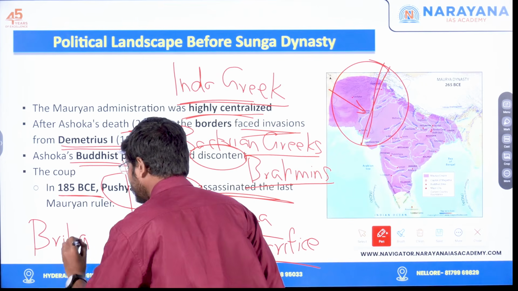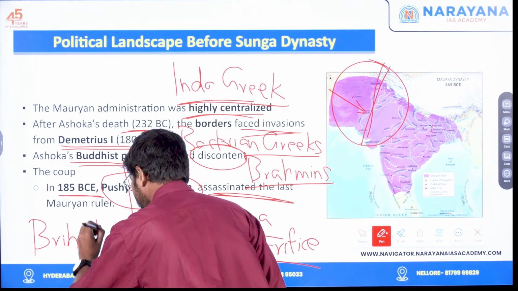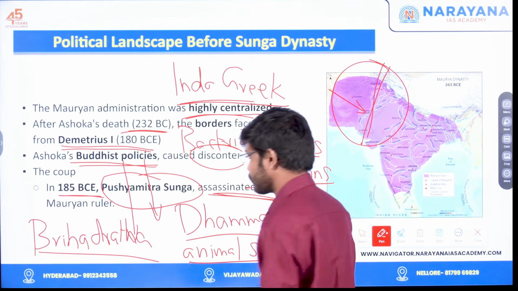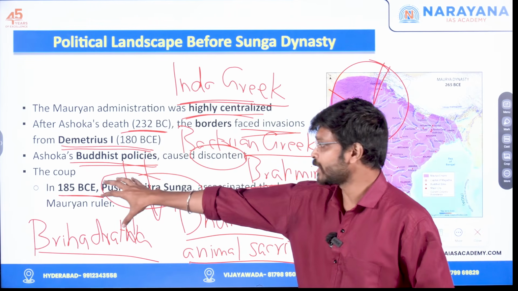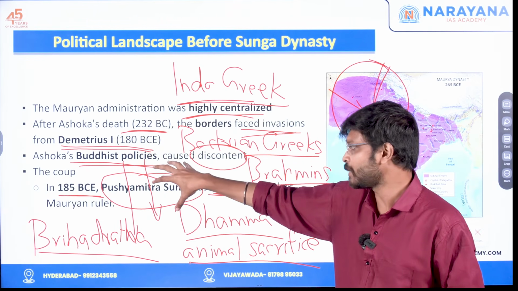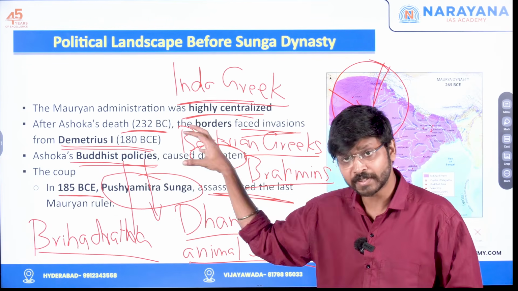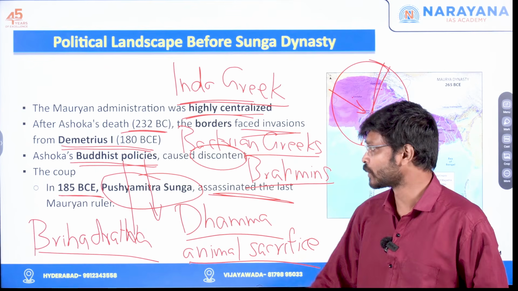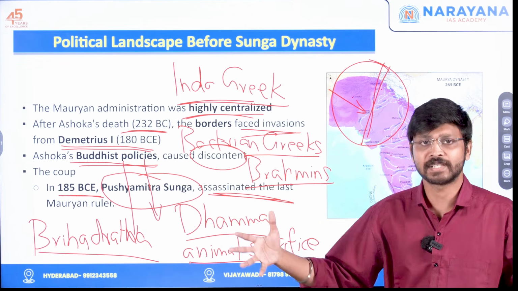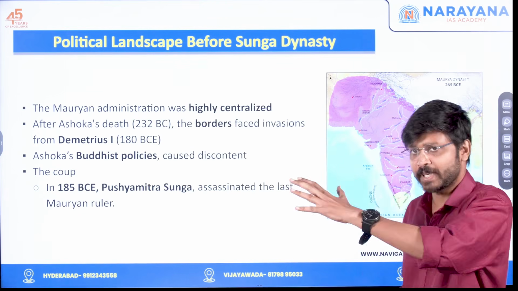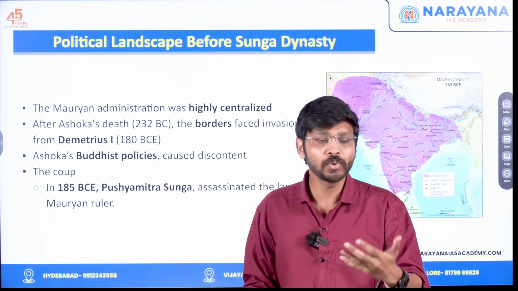So in 185 BC, the Brahmin chief commander of Mauryan Empire assassinated one of the weakest and the last Mauryan ruler, Brihadratha, and he established the Sunga Dynasty. So this is the political landscape as well as how the Sungas came into power.